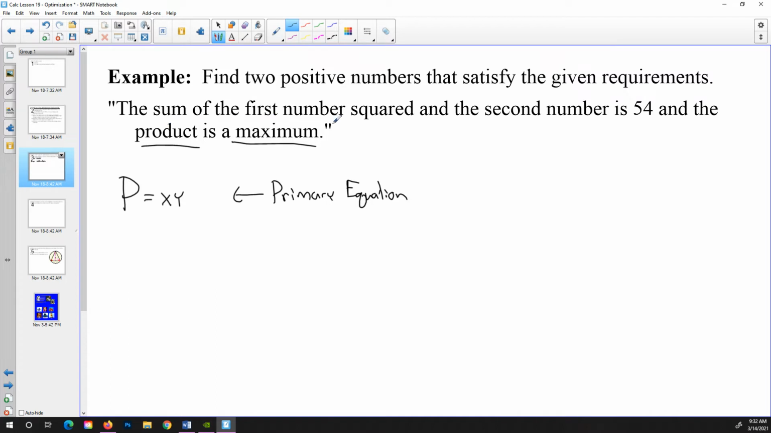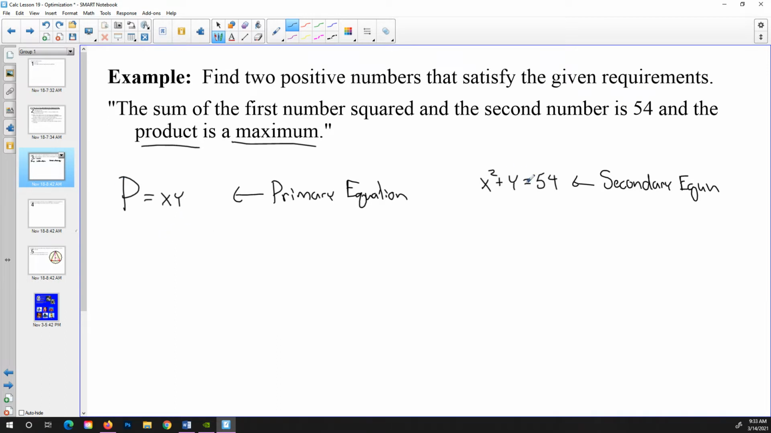And then we're going to look for some additional information. And that additional information is the sum of the first number squared and the second number is 54. So x squared plus the second number, we'll call y, is equal to 54. Now what that does is that says that I couldn't possibly pick 30 and 40 because 30 squared plus 40 is going to be bigger than 54. So our numbers have to be smaller than that. So we're going to use this secondary equation to limit what's happening in the product.